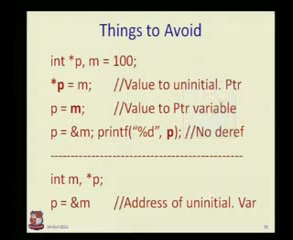So now things to remember, means things to avoid. What can we do with this? Int star p, m is equal to 100. Okay, I have assigned these two values. Then what I have done is star p is equal to m. Now what is wrong with this statement? Is this okay? No, this is not okay.